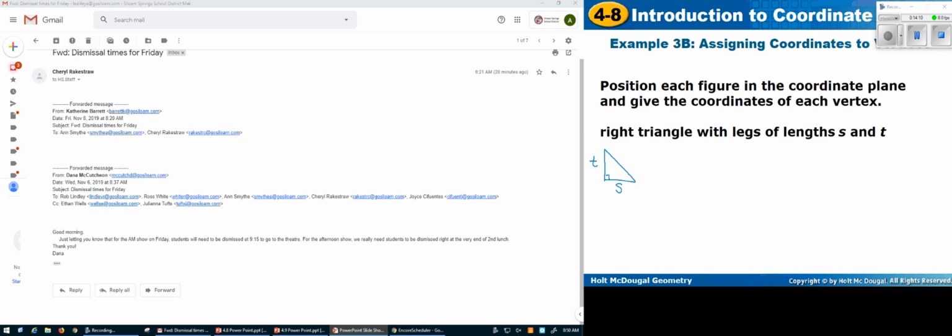Are those letters the same letter? No. So what should that mean about your two legs? They should be two different lengths. You get to make up whatever lengths you want them to be on your graph, but make them different. So what do you guys want? How far do you want to go for S? 4. Okay, I'm going to go right 4. Put a point. What do you want to use for T? 7. So I'm going to go up 7.